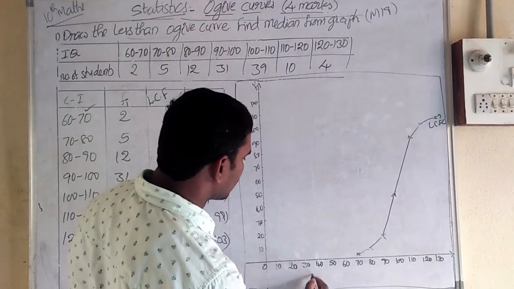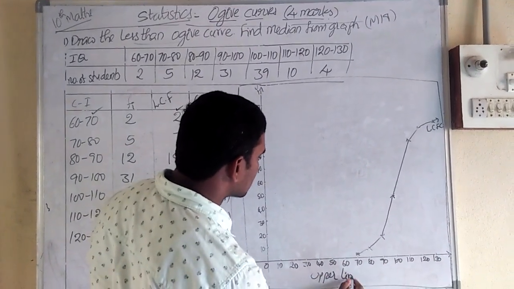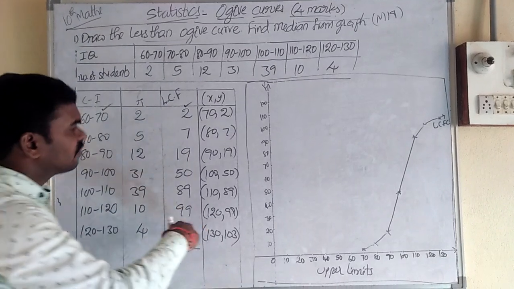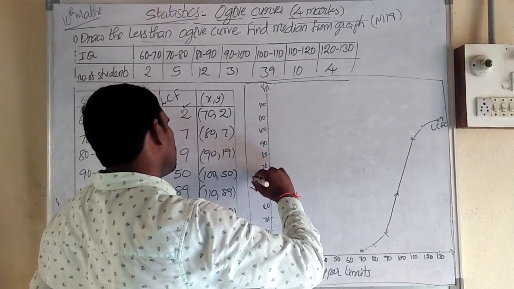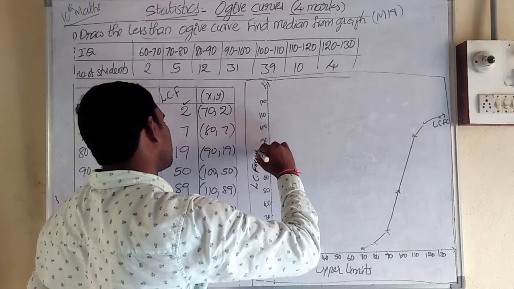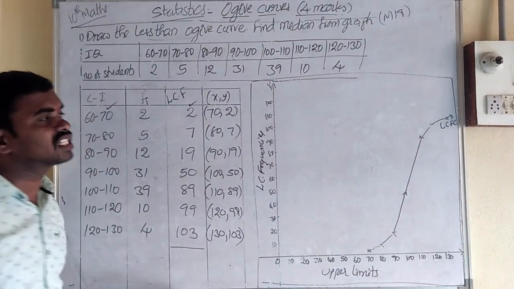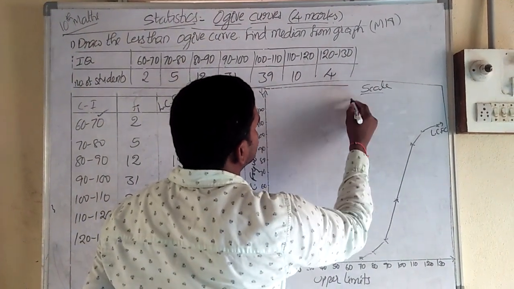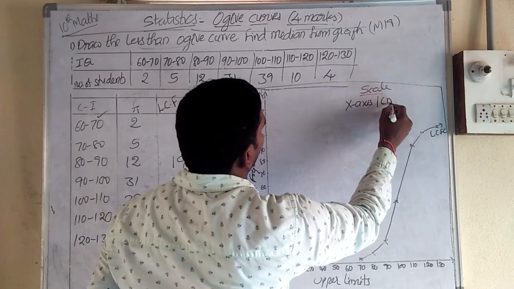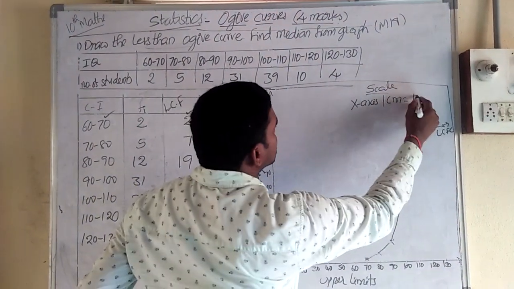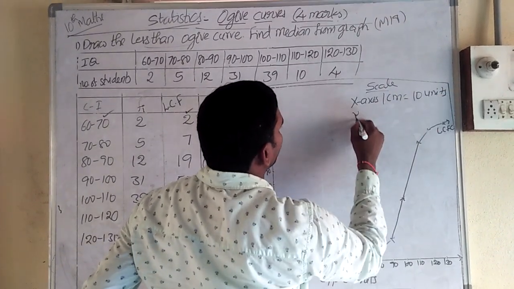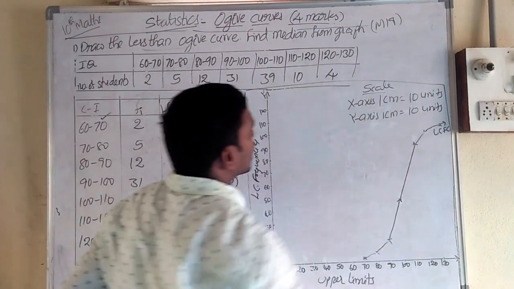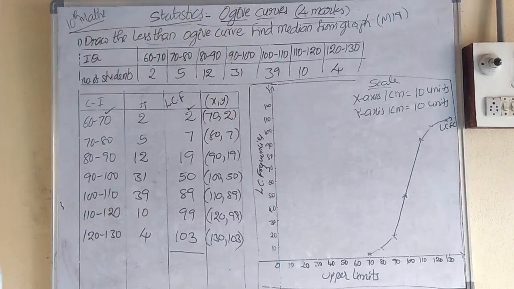On the x-axis we have taken upper limits. On the y-axis we have taken less than cumulative frequencies. So this is the graph. What is the scale? On the x-axis, 1 centimeter equals how many units? 10 units. On the y-axis, 1 centimeter also equals 10 units. Now this is the less than cumulative frequency graph.